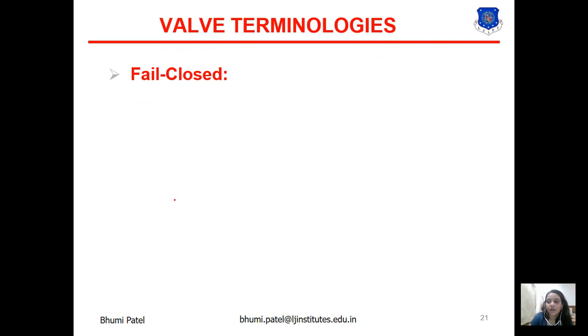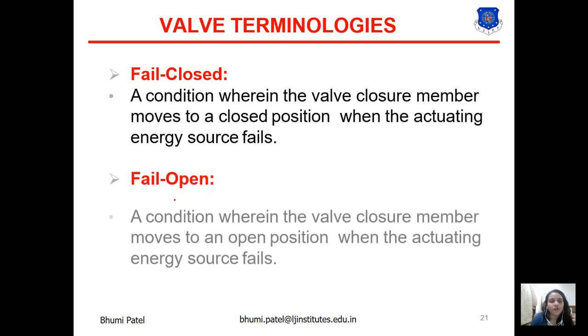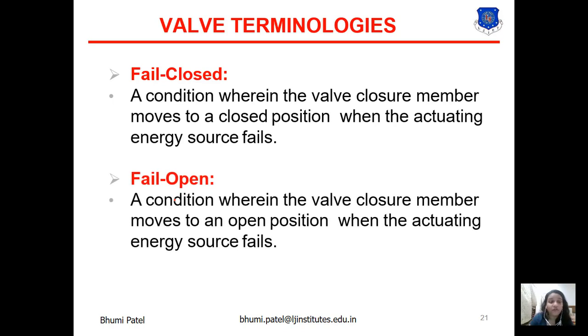Now the next one is fail close and the next one is fail open. What is the difference between fail close and fail open? Fail close is a condition wherein the valve closure member moves to a closed position when the actuating energy source fails. And what is fail open? A condition wherein the valve closure member moves to the open position whenever the actuating energy source fails. This type of terminology is known as fail open.